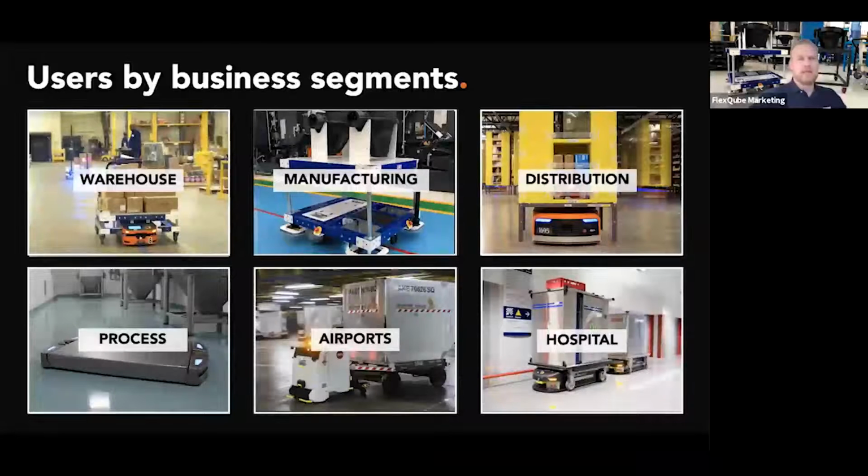We also see that automation is increasing in airports, for example, to move luggage carts and also food trolleys and so on. And also in the hospital, material robots are used to move equipment, medicine, food, and so on. So these are the top users.